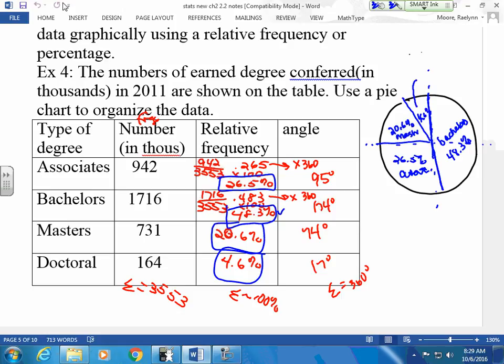If you can't fit it in, do this. Just put a little arrow and put it outside of your circle. Again, this needs a title. These are my degrees in 2011.